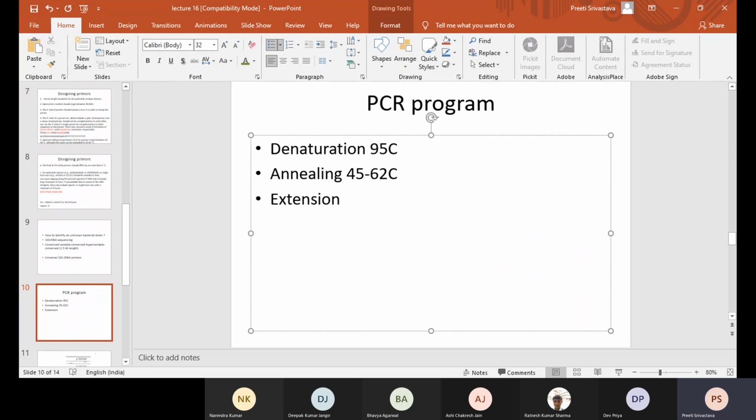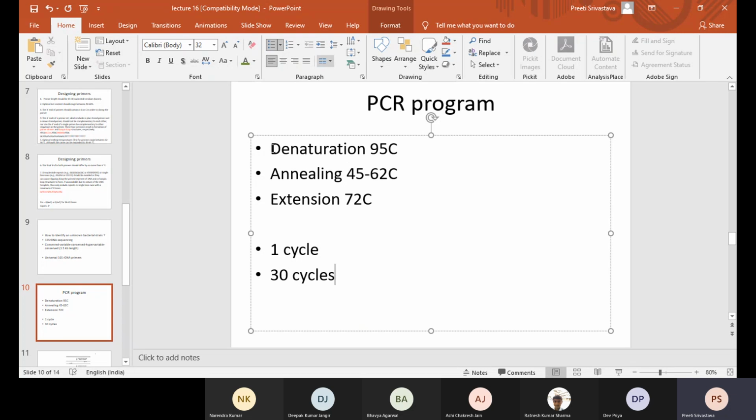Extension temperature is the temperature at which the polymerase is most active. For example, Taq polymerase gives highest activity at 72 degrees Celsius. So therefore the extension temperature that is used is 72 degrees. If we do this, then this is one cycle. But in reality, we can go easily up to 30 cycles and amplify the PCR product. After 30 cycles, the number of copies is going to be 2 to the power 30. That is how amplification is achieved. So you have multiple cycles of denaturation, annealing and extension.